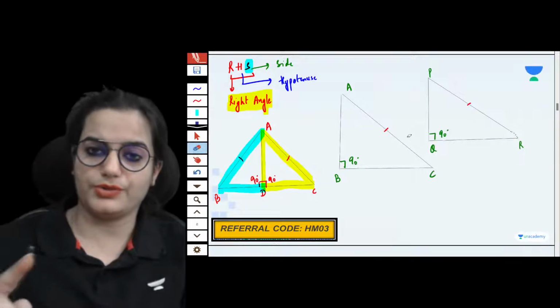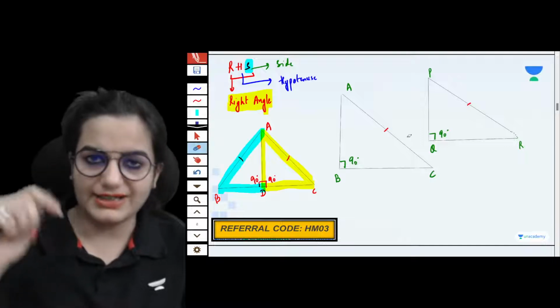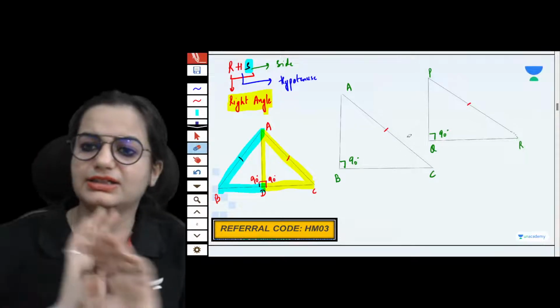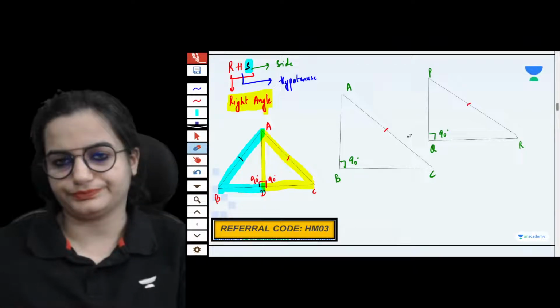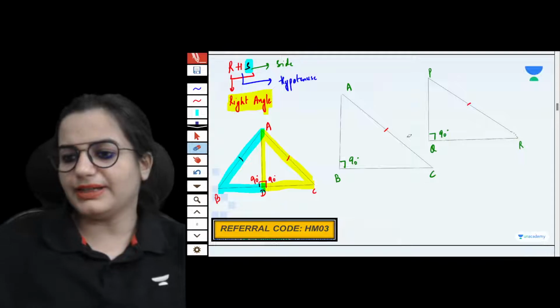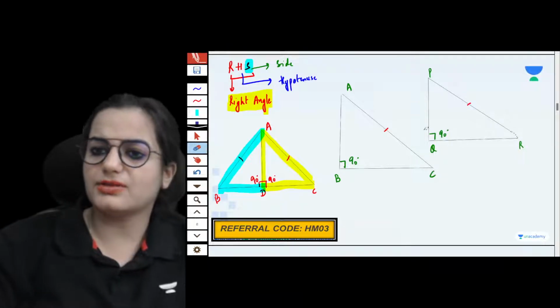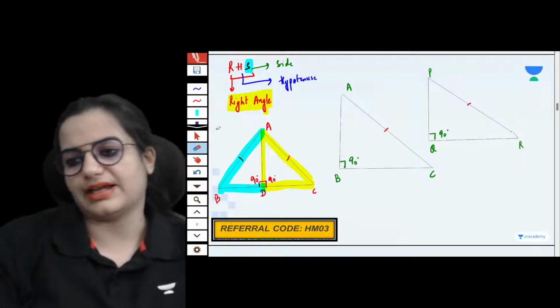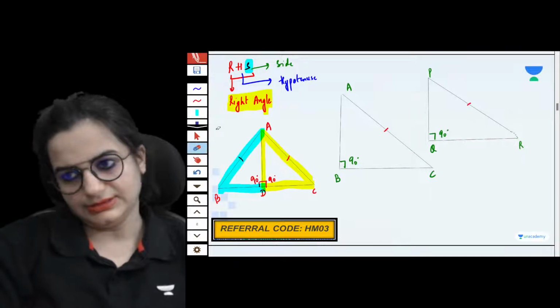But the most important and necessary part is right angle and hypotenuse. If these two conditions are there, the side can be any. We can take either perpendicular or base, it's all up to you. Am I clear? Yes or no? So either we can take AB equals PQ or BC equals QR for this side. I hope this topic is clear. RHS is clear?